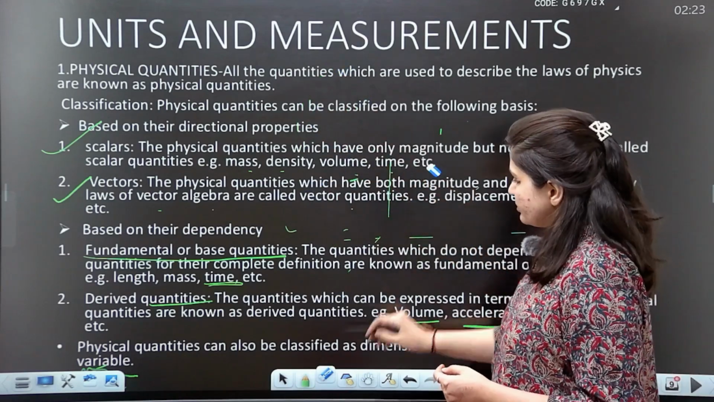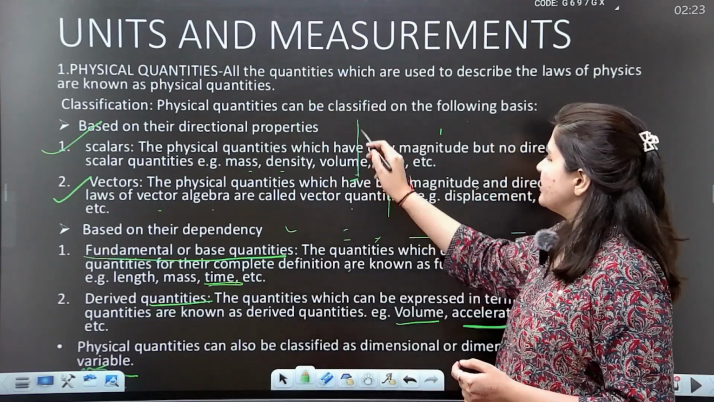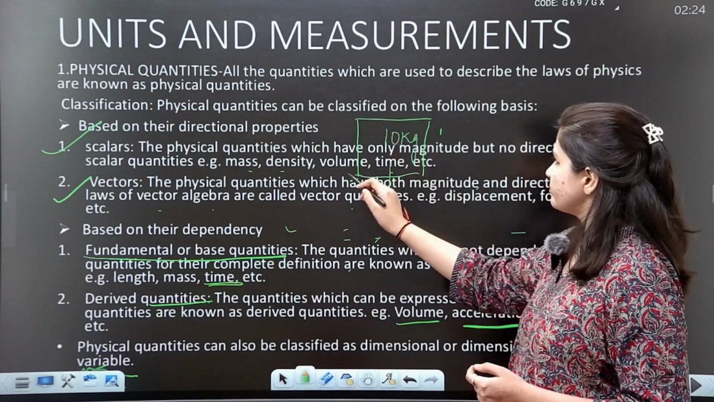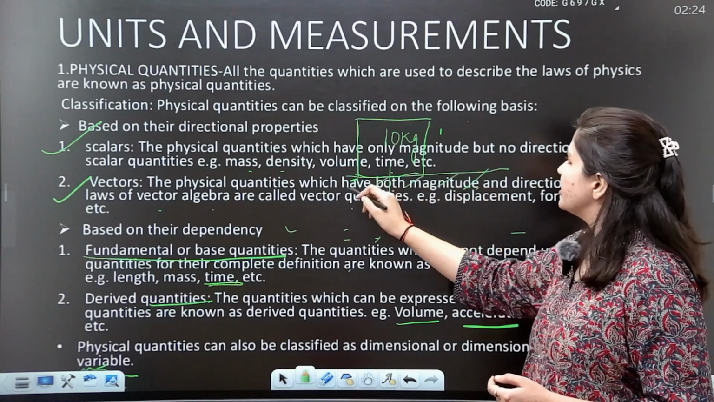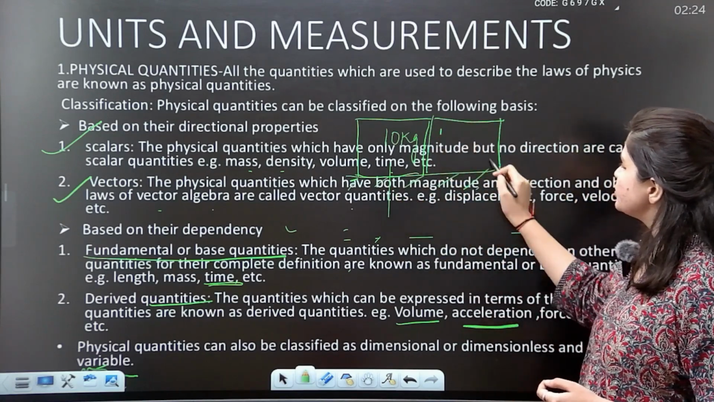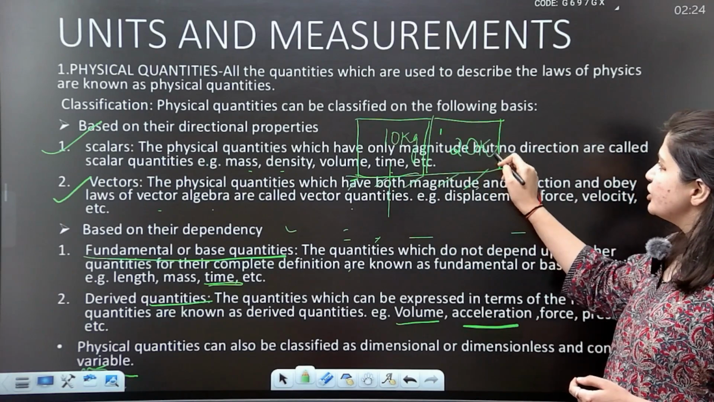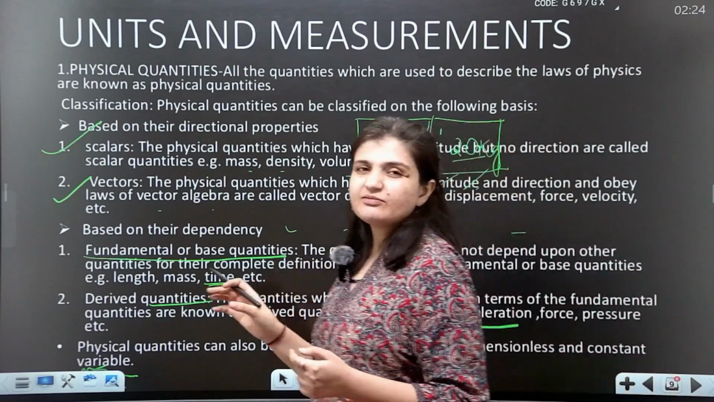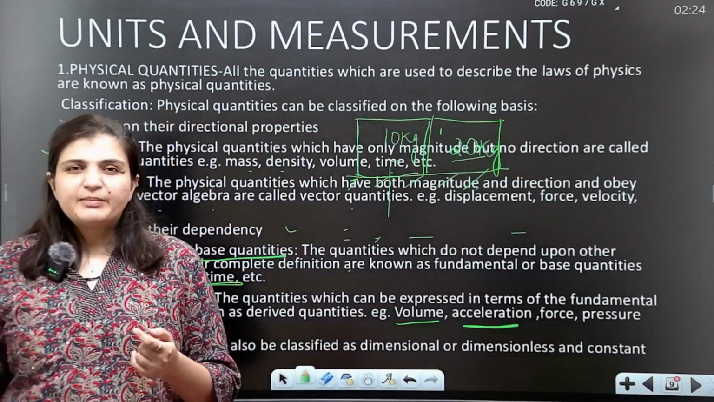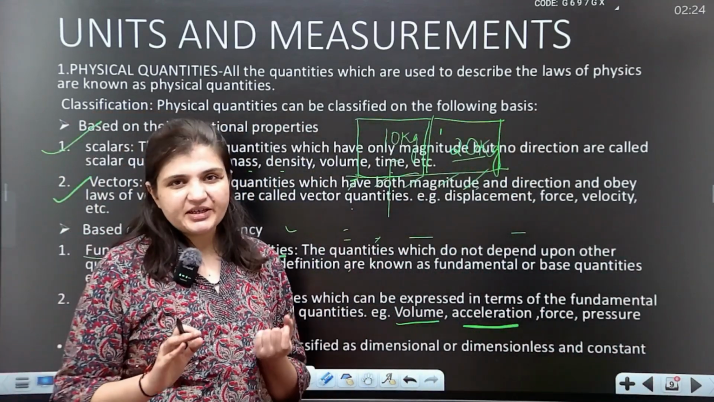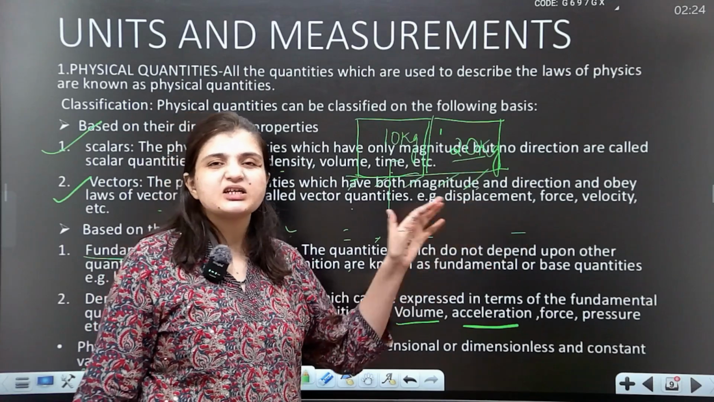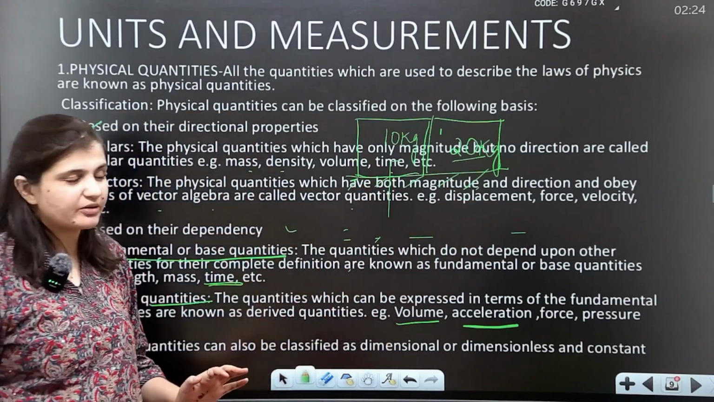We can also get into one more example. Let's say this is a 10 kg object which is kept on the ground. Another object is kept which is a 20 kg object. So when they are taken together, it will be equal to 30, it will not become 10. So this is mass, which is a scalar quantity.